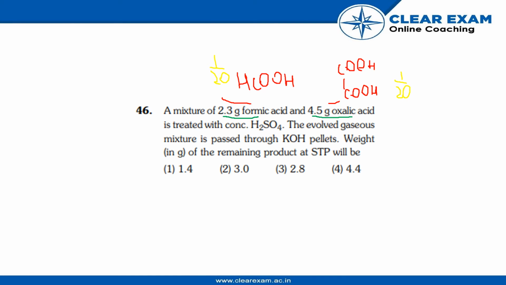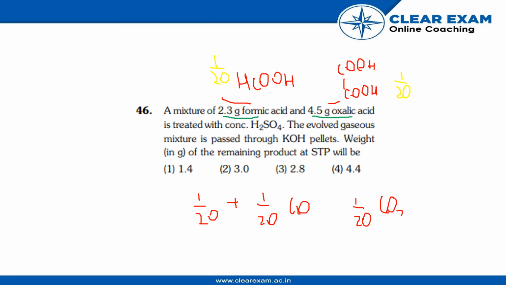So I could not write the whole equation here, but if we treat formic acid with concentrated H2SO4, we will get CO gas and H2O, and in case of oxalic acid, we would get CO gas and CO2 gas. So we would be having 1 by 20 mole each of CO and 1 by 20 of CO2.